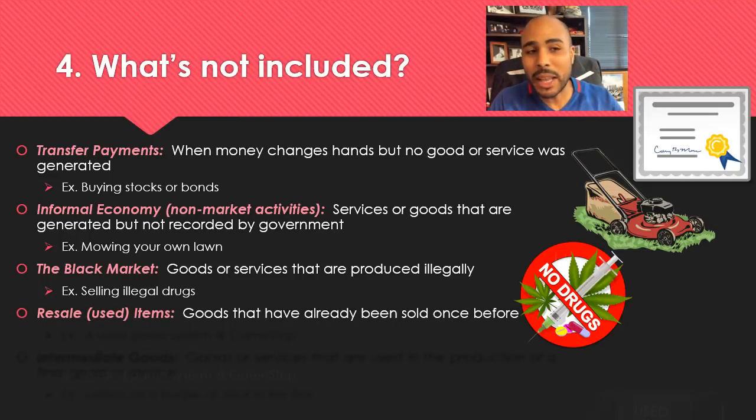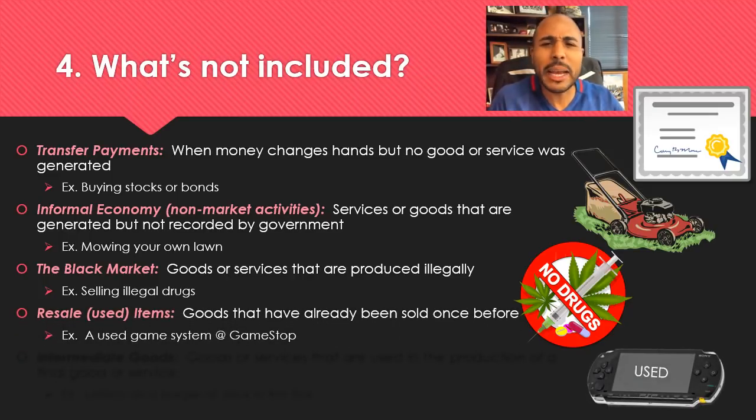Now, resale items like used stuff. For example, if you went to GameStop and bought a used PSP, the used PSP has already been counted once in our GDP before, and so we don't want to count it again because that would amount to double counting.